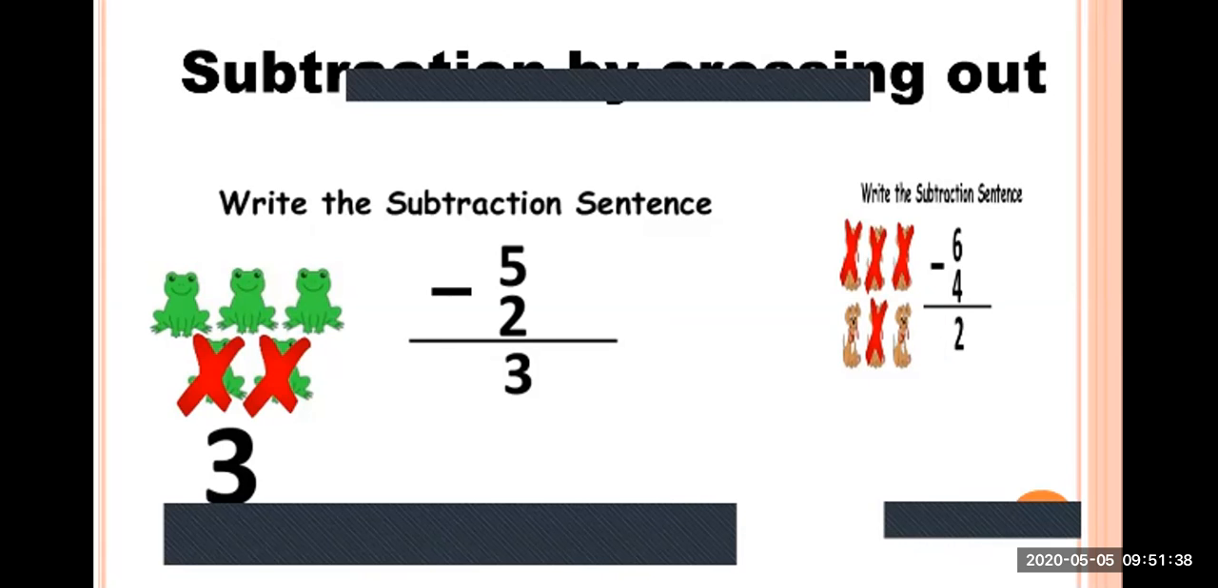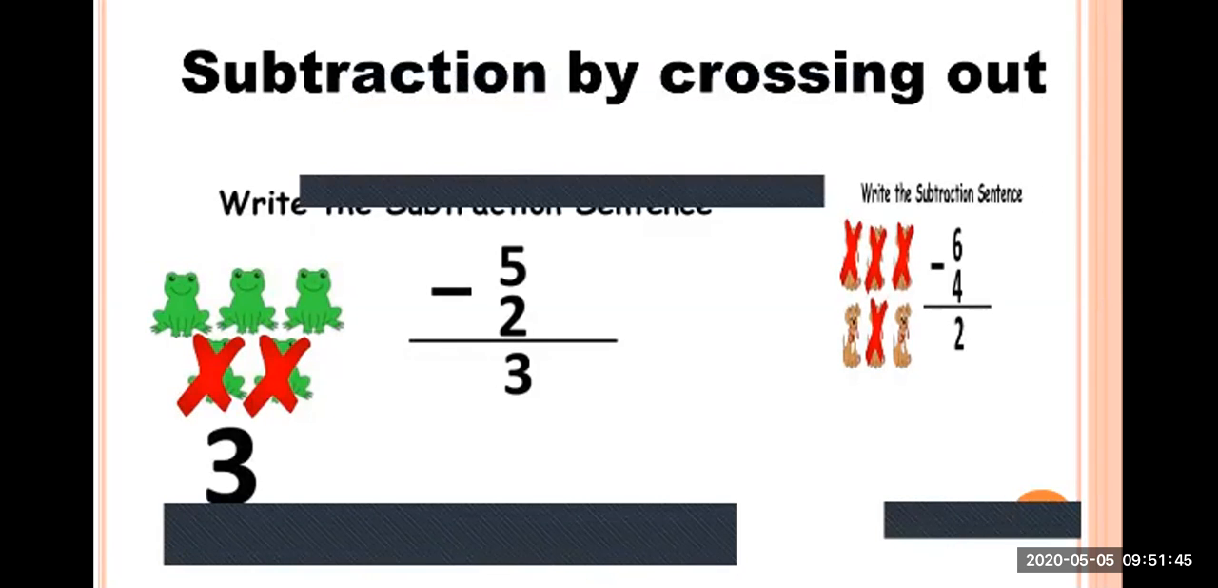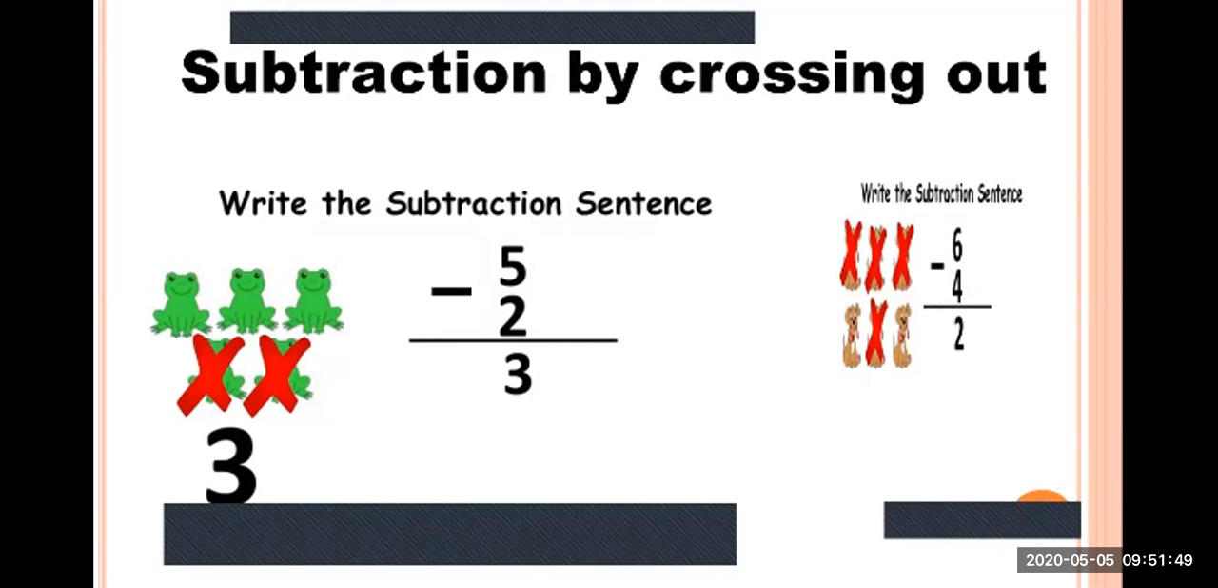In this method, we cross out things which are given in our subtrahend and from our minuend. Like you can see in this picture, write a subtraction sentence. For this picture, there were 5 frogs, 2 have been crossed out. How many frogs are left? So the subtraction sentence would be: 5 are total, 2 have been crossed out, so 3 are left. Like this we write our subtraction sentences.